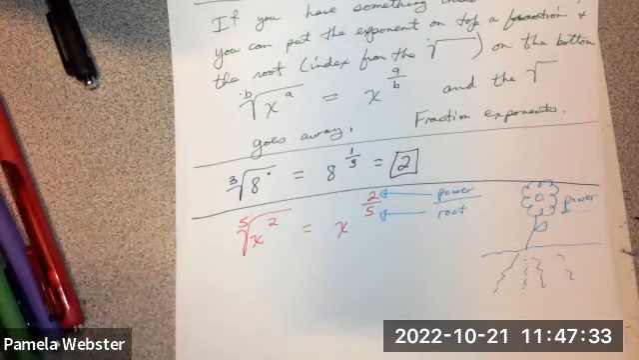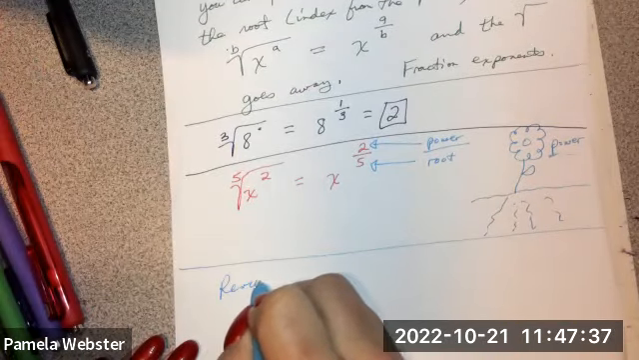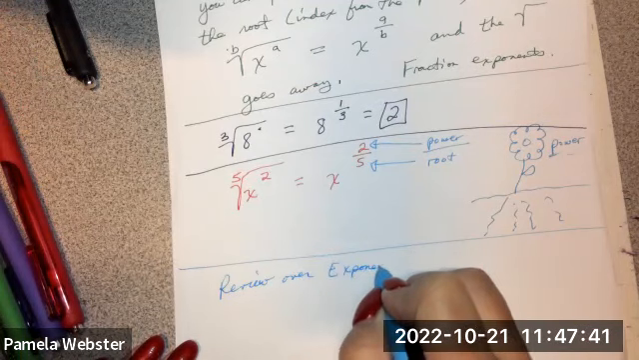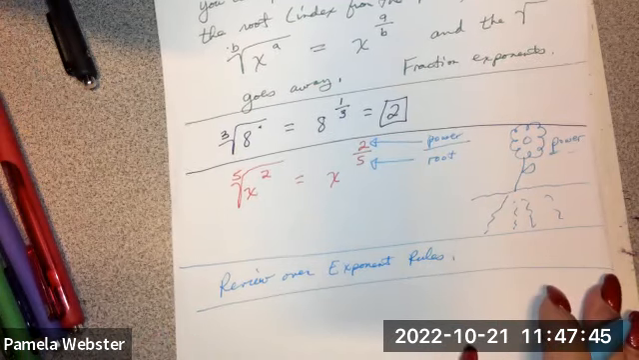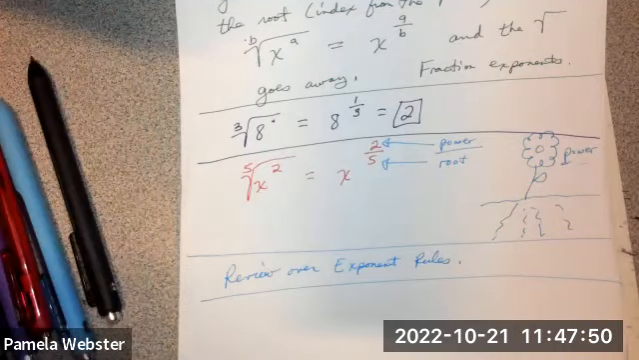Okay. So in your homework, I believe you have a review over exponent rules. That's what this is all about, getting us prepared to look at exponential and logarithmic functions after we come back.